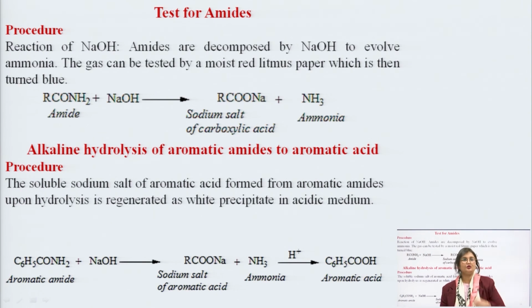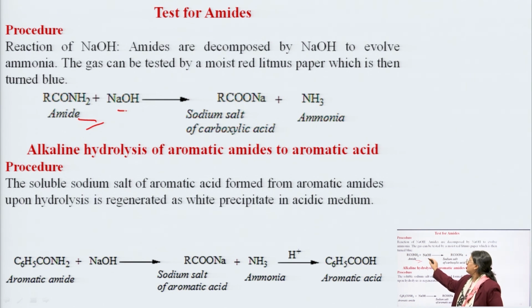Next, we will move on to tests for amides. For carboxylic acid, we have seen 3 tests. Moving on to tests for amides. The first is the test involving reaction with sodium hydroxide. Amides are decomposed by sodium hydroxide to evolve ammonia. This gas can be tested by a moist red litmus paper, which is then turned to blue.